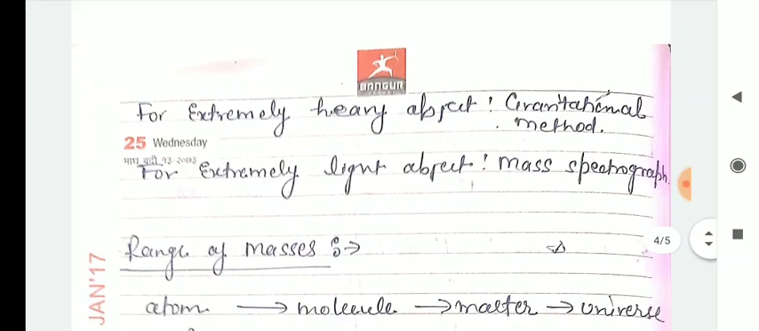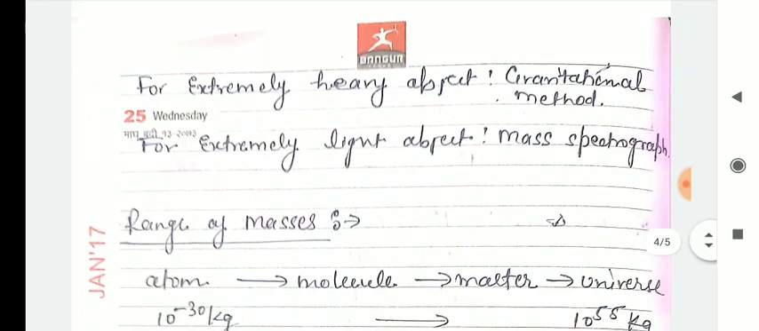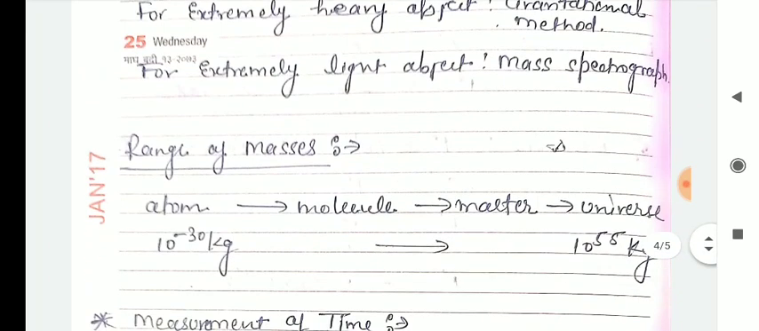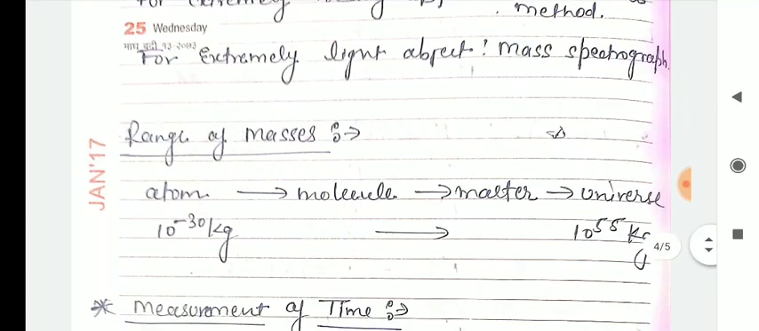Now for extremely light objects, we use the mass spectrograph. We do not go into much detail about the mass spectrograph, so you only remember that for extremely light objects we use the mass spectrograph. Now we have the range of masses. The range of masses starts from the very small unit of matter, that is the atom. It will start from the atom, then convert into the molecule, then into matter.